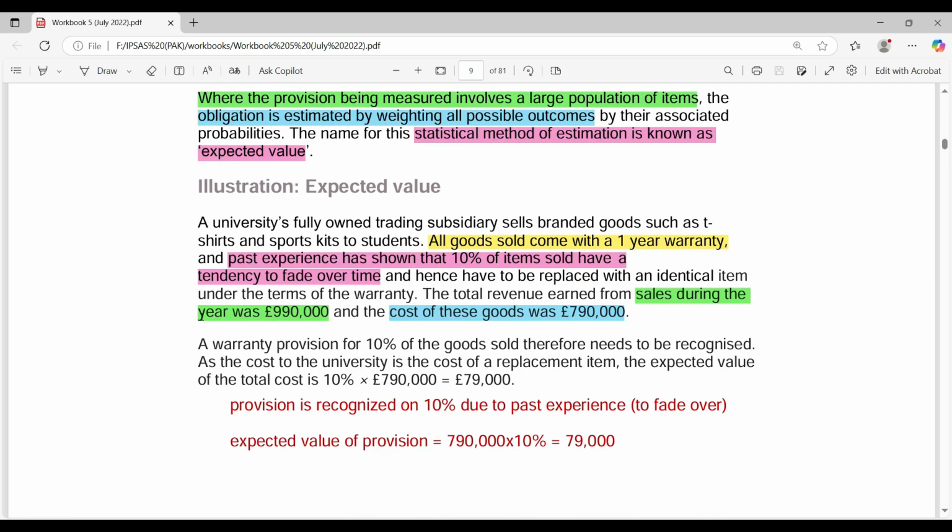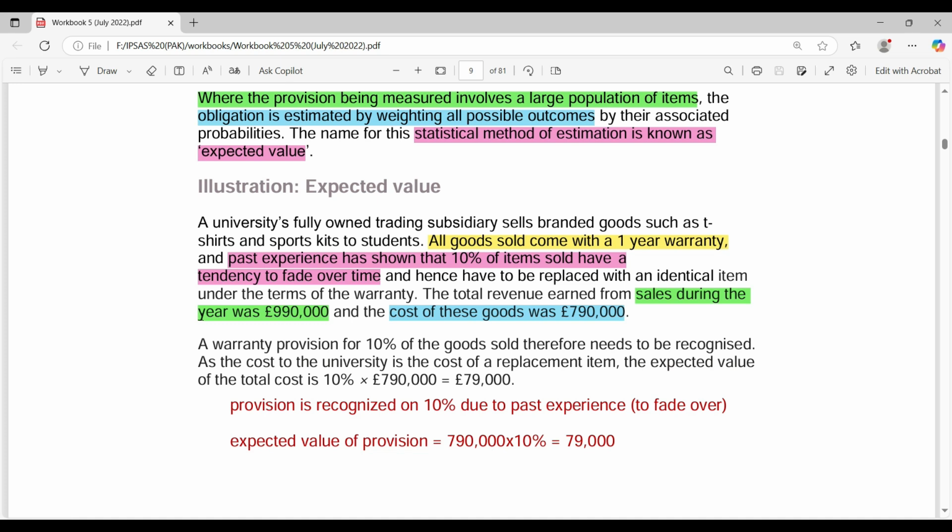Let's see, All Goods, a wholly owned trading subsidiary that sells branded goods such as t-shirts and sports kits to students. All goods sold come with a 1 year warranty, and past experience has shown that 10% of items sold have a tendency to fade over time. It means that against that 10% you have to fix a 10% provision of that amount.